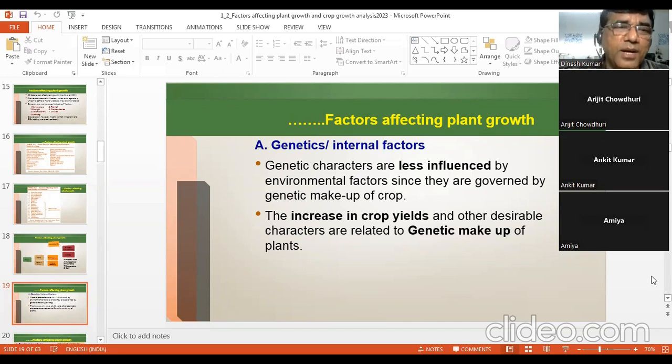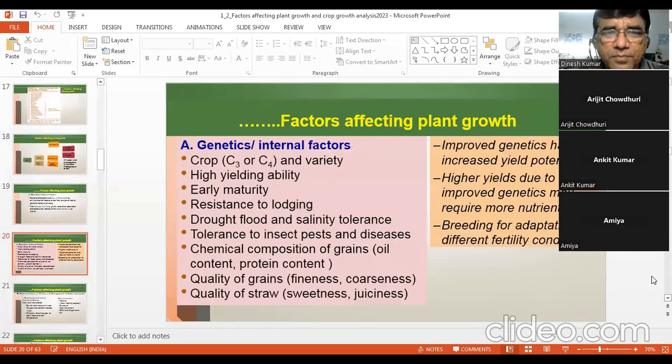Similarly, in certain crops, you have hybrids. Hybrids have, in general, more vigorous growth than the varieties. Therefore, in hybrids, the growth is more compared to the varieties or local varieties. Now you see genetics, or internal factor. This genetics has helped tremendously to improve the growth. So improved genetics has increased yield potential.